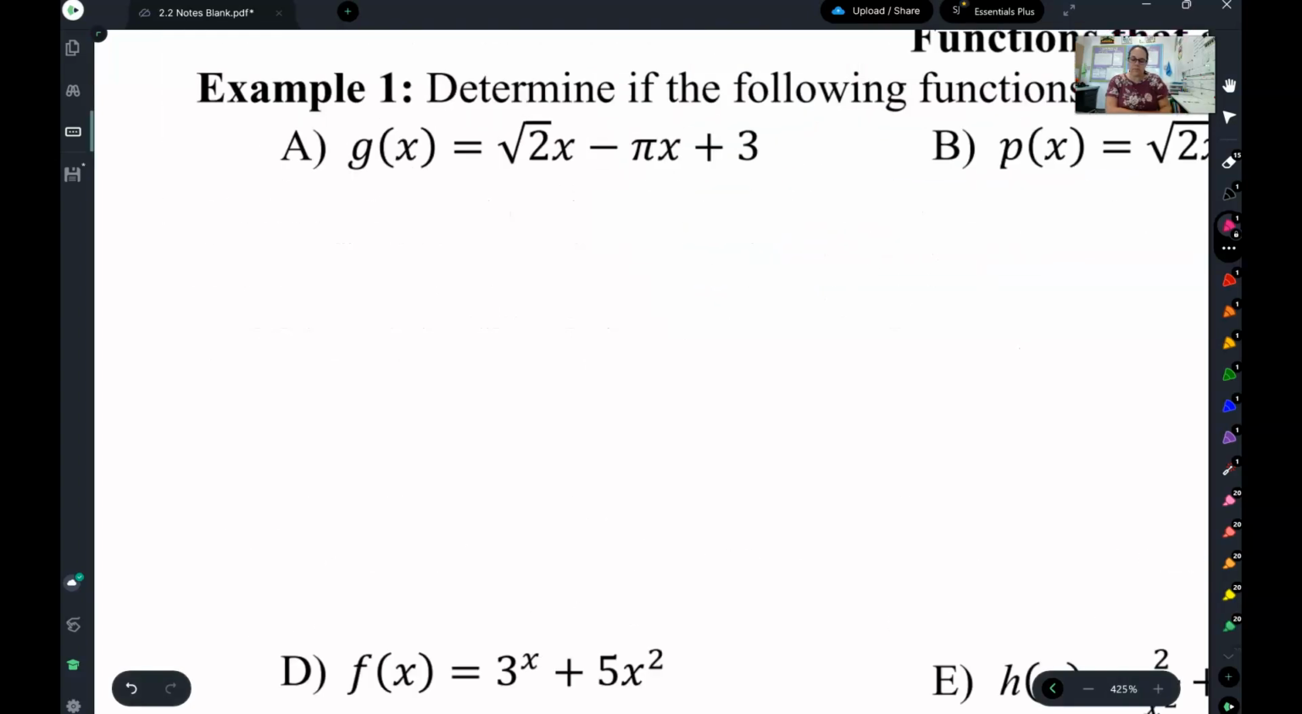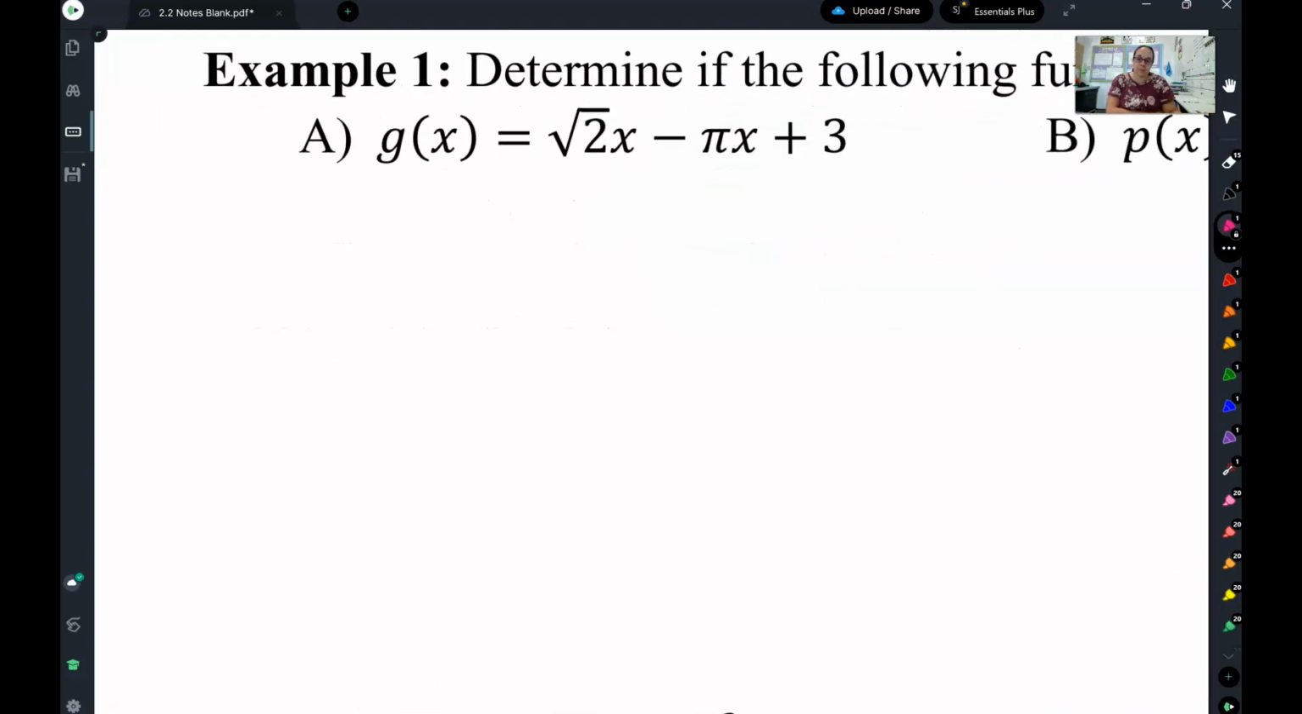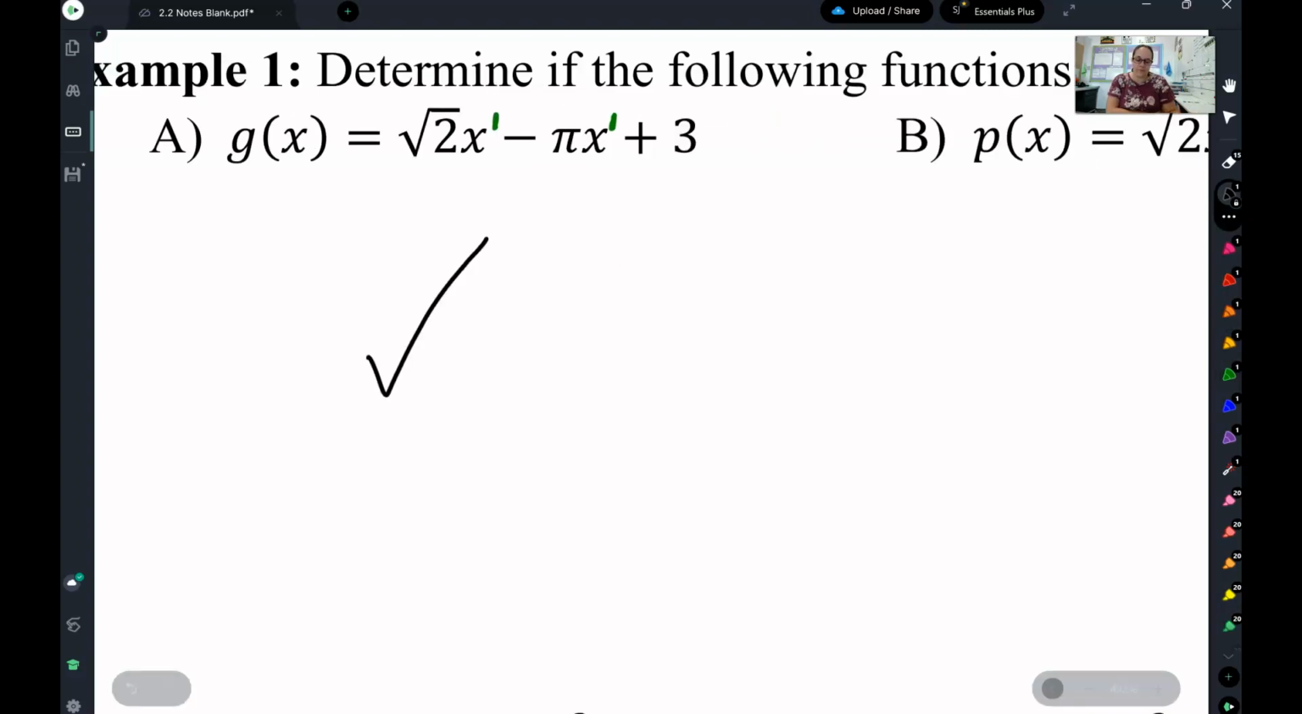So let's look at a couple of these examples and decide if they are polynomials or not. So in this first one, we look at our variables, and we look at the exponents on those variables. All these x's have secret ones on them, and 1 is a positive whole number. So check, this is a polynomial.